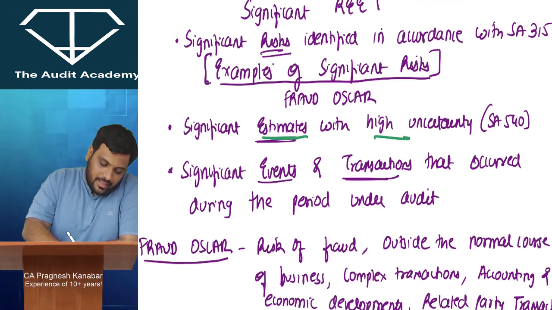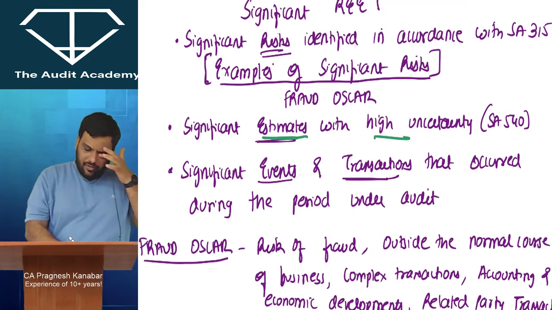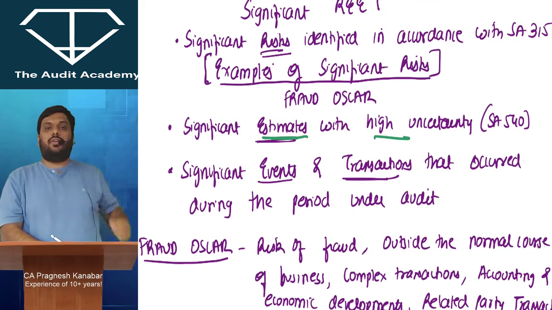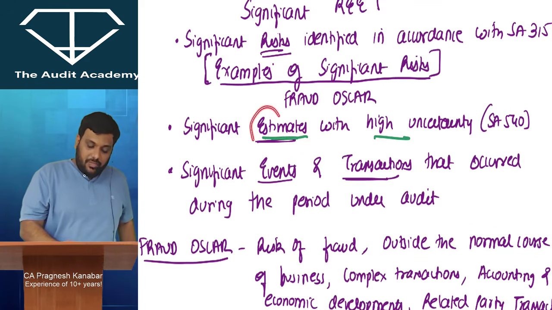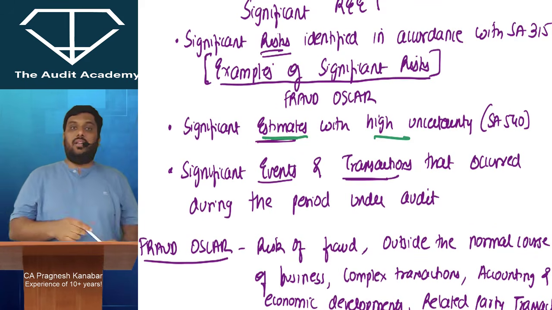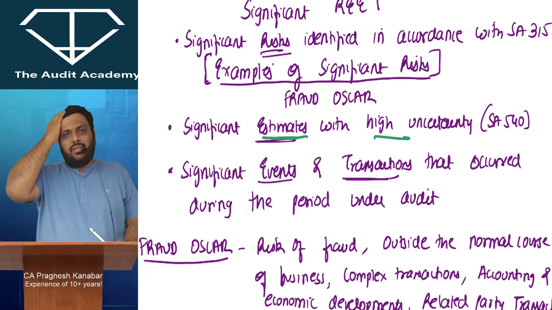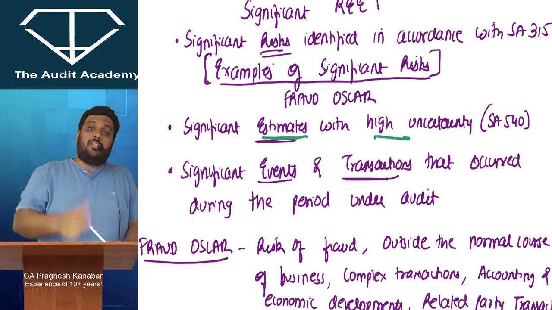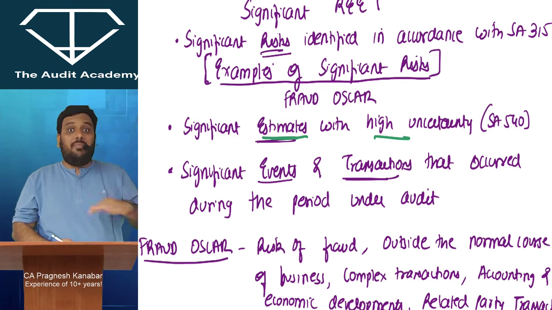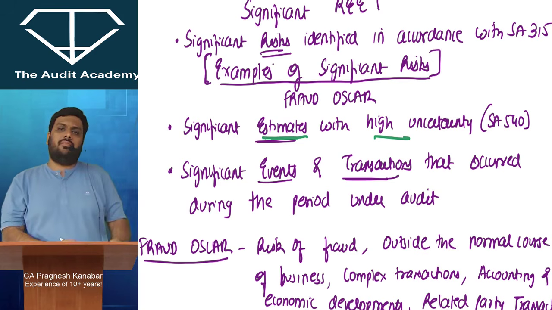Second, significant E. E for estimates with high uncertainty. Estimates with high uncertainty have always been a key audit matter. Now tell me everyone, what do you understand by estimates with high uncertainty? Where the outcome can be materially different from your prediction.